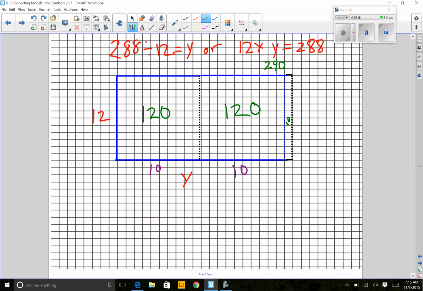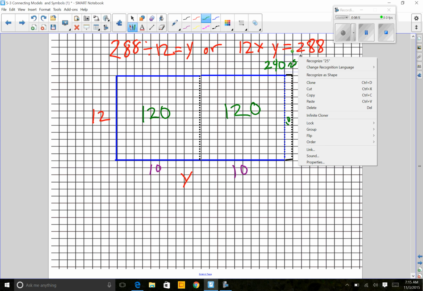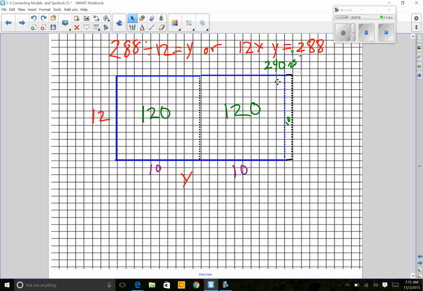So now we're at 250. I'm sorry, no. That gives us 12 more. I'm sorry. It gives us 12 more, so that gets us up to 252. Not quite there yet, right? So we're going to break off another 10.